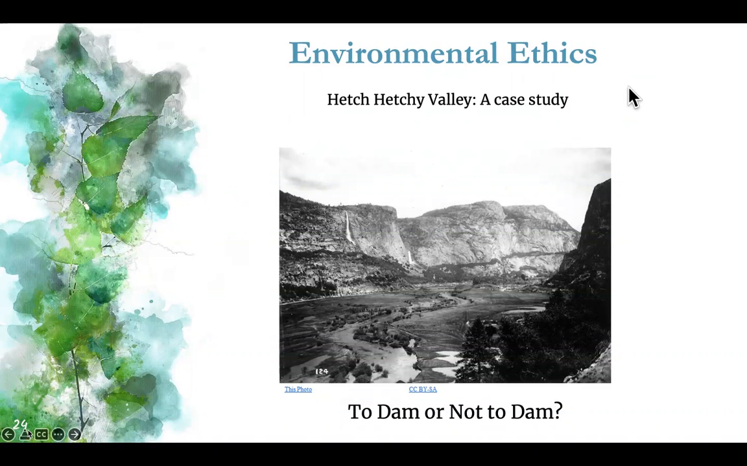So after much debate over whether the dam should be put in place, the preservationists eventually lost the battle, and the river was dammed going through the Hetch Hetchy Valley. The one good thing to come out of this, depending on your perspective, is that Congress passed the National Park System Organic Act in 1916. And so what that says is that areas that are designated as national parks have to be maintained in a manner that does not impair them for future generations.